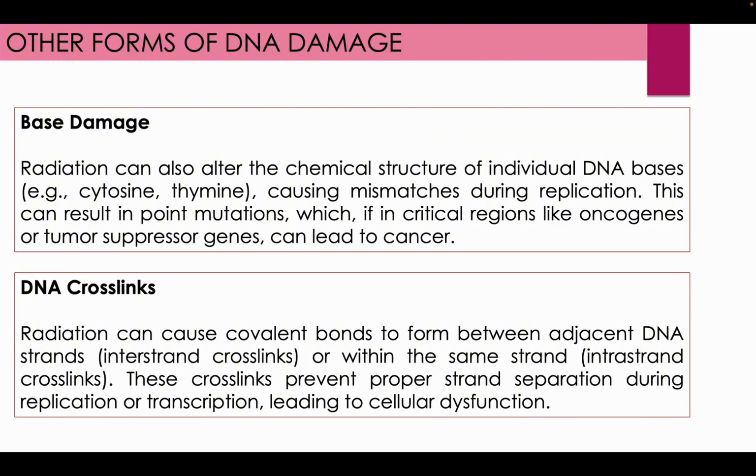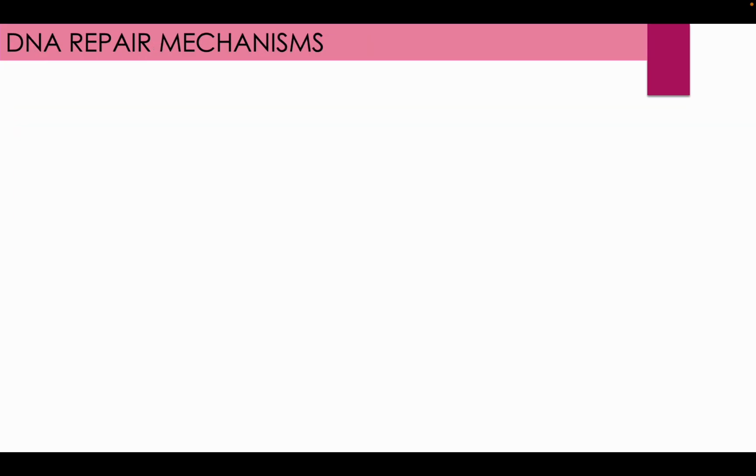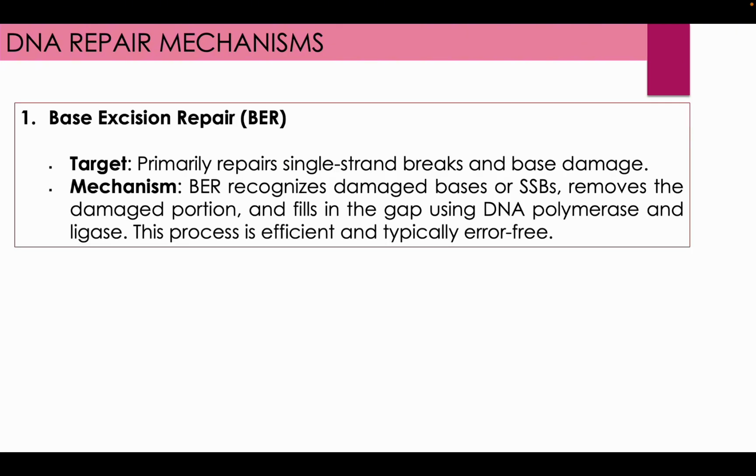Now, what are the DNA repair mechanisms? Cells have evolved several repair mechanisms to deal with radiation-induced DNA damage, especially the single strand and double strand breaks. The first one is the base excision repair, or the BER. Its target is primarily the single strand breaks and the base damage. As for its mechanism, it recognizes the damaged bases or SSBs, removes the damaged portion, and then fills in the gap using DNA polymerase and ligase. This process is efficient and typically error-free. So that is the first type of repair mechanism.